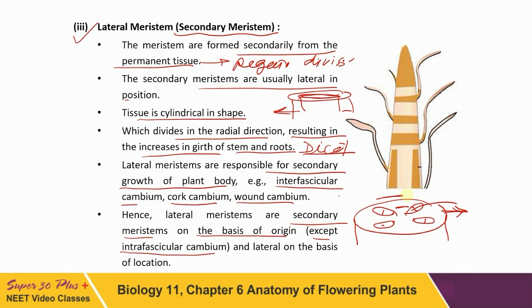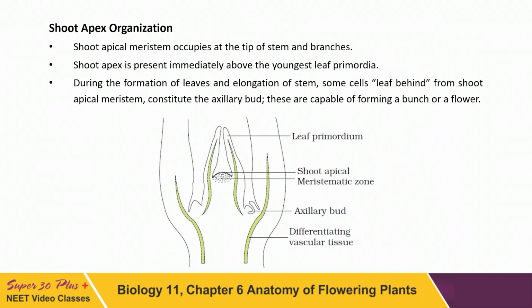Now you can see the diagram. This one is apical meristem. This one is intercalary meristem, and this one is lateral meristem. Is it right? Come to the next now.